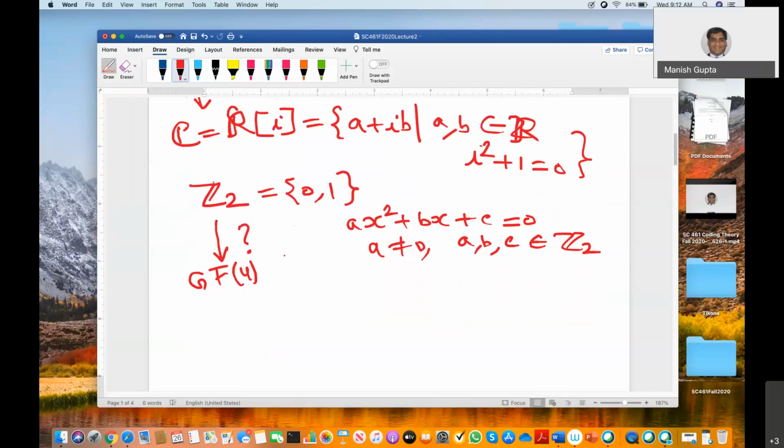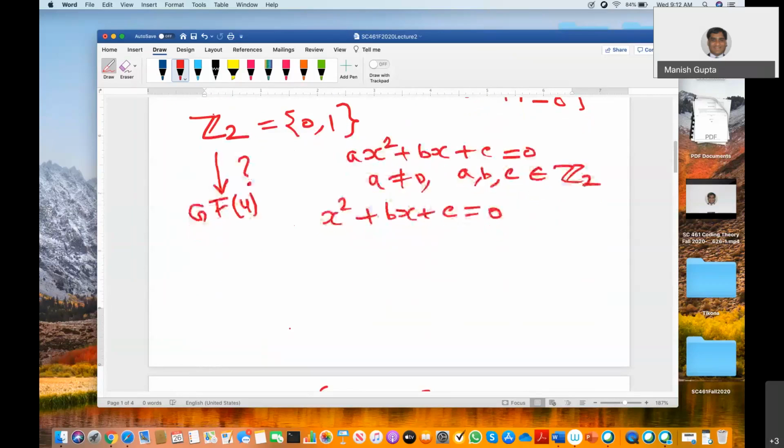First of all, since a is not equal to 0, what are the other choices for a? 1. Because a, b, c are either 0 or 1, right? They belong to Z2. So our equation is left with x square plus bx plus c is equal to 0, because a is not equal to 0, so a has to be 1. So the equation is this.